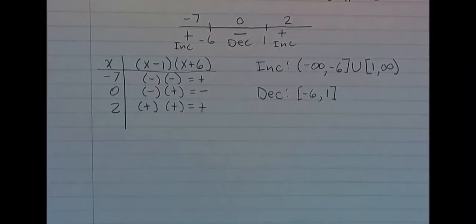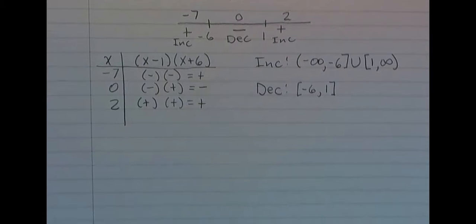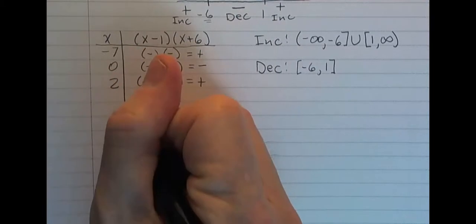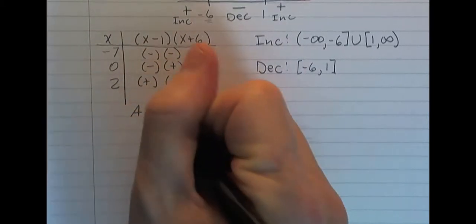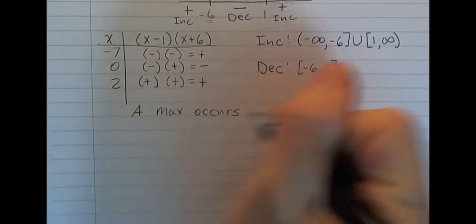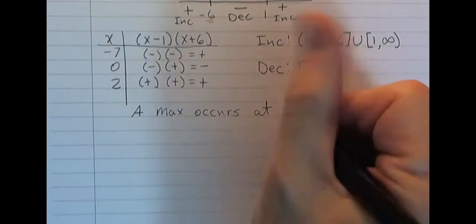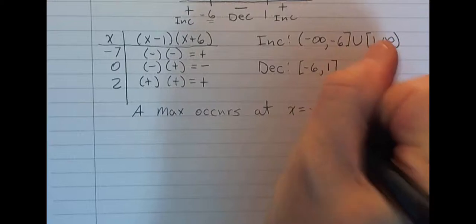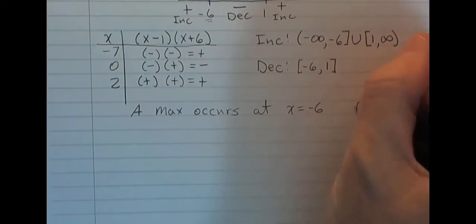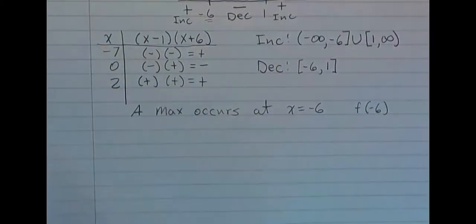Now, I'm going to apply the first derivative test. The first derivative test tells us that a max occurs right here. Okay, a max occurs at x equals negative 6. And that max value is f of negative 6.